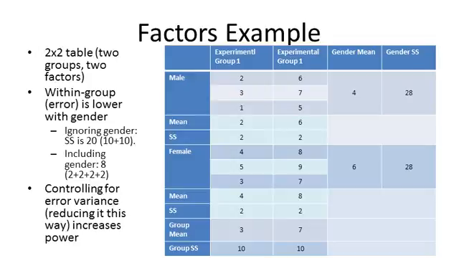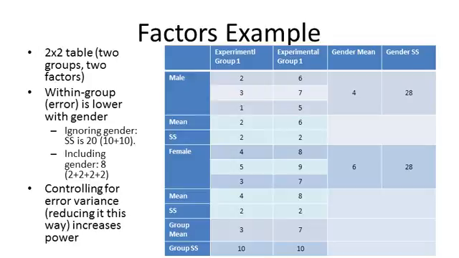So let's look at an example here. We have a 2x2 table, which is two groups of two factors each. The within group error is actually going to be lower when you include the gender compared to excluding the gender. And so I calculated that for us here.